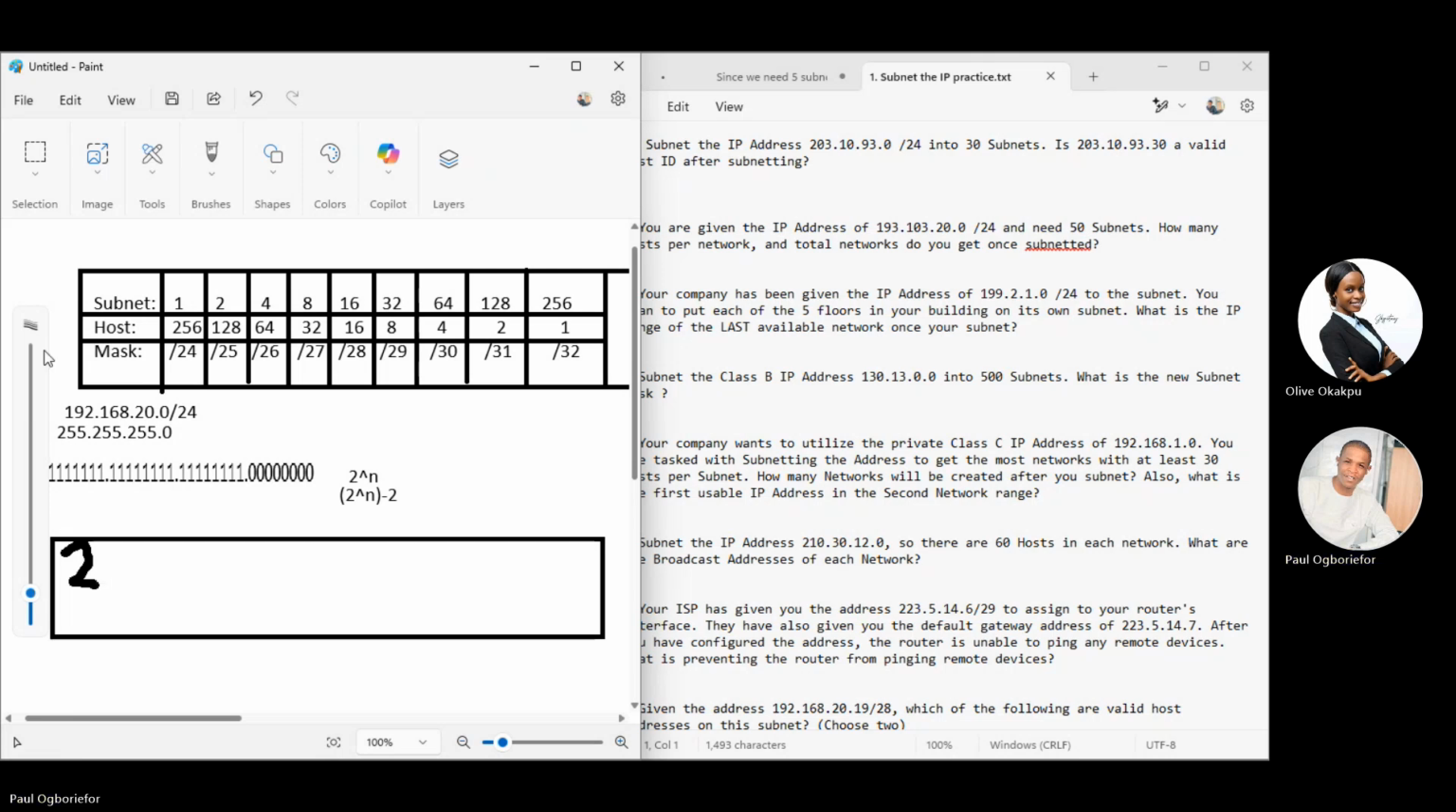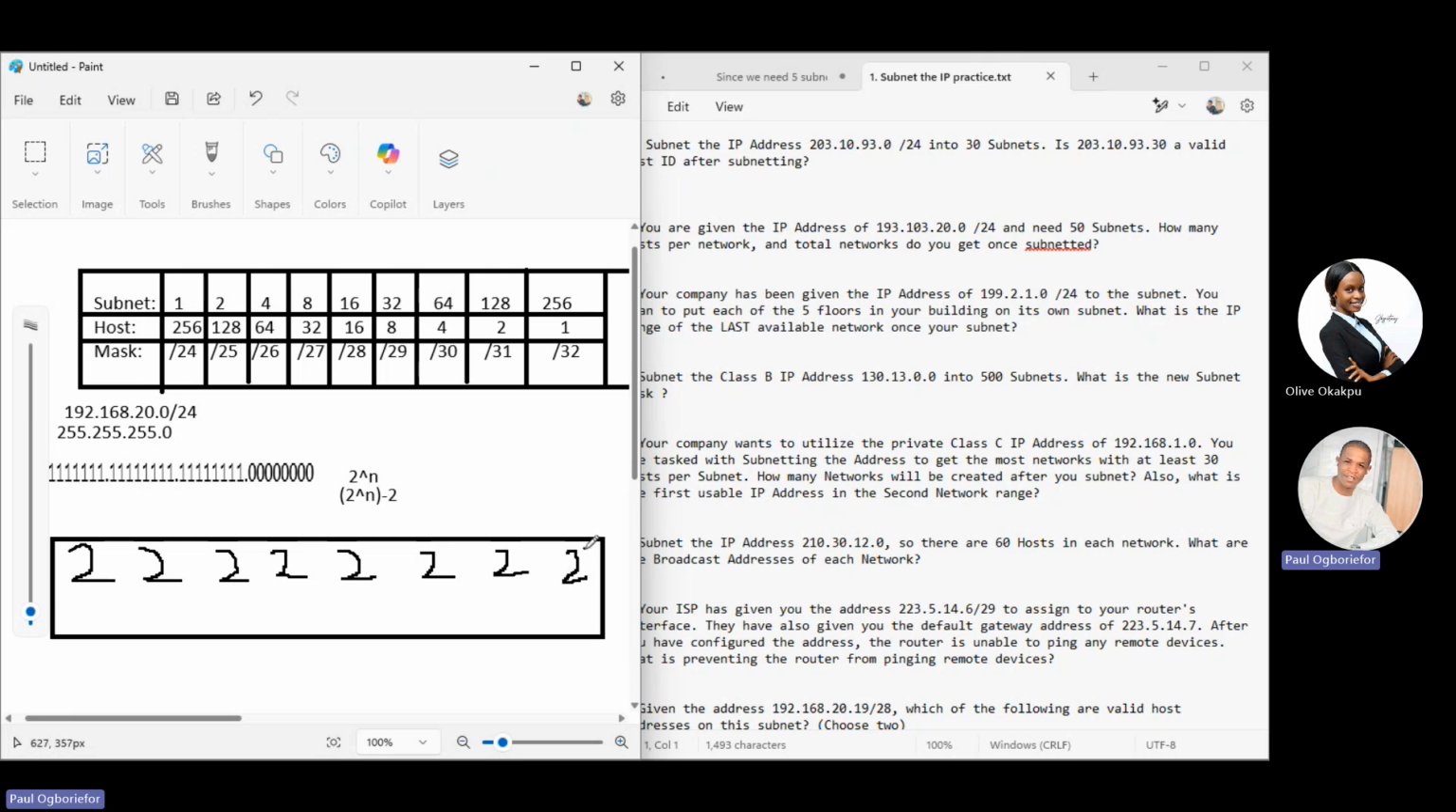This is 2, 3, 4, 5, 6, 7, and 8. So when you write them down in 8, don't forget that we are dealing with octet, and octet is always 8, and that is IPv4 for you, right?